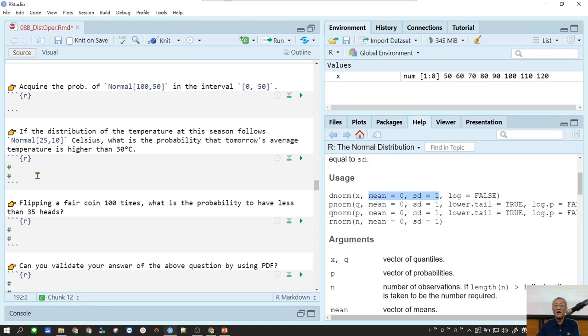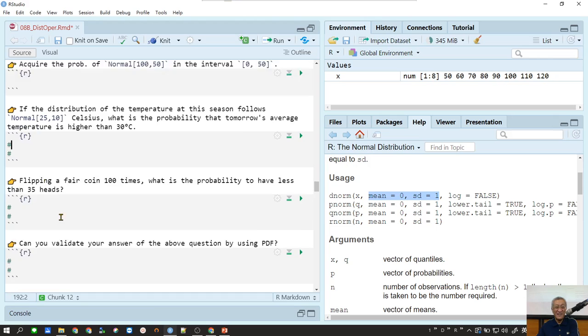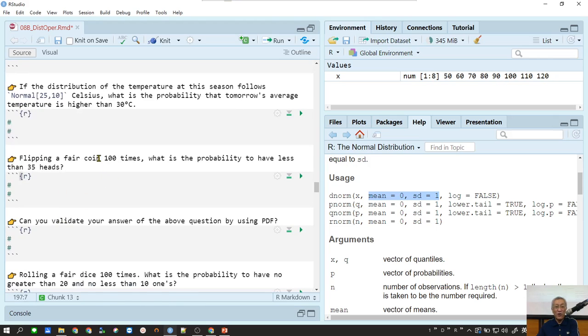Yeah? 1 minus the probability of 30 result. Right. Because right now you're going to calculate the right tail probability, right? But the P function only gives you the left tail probability, right? So you need to use 1 minus the left tail to get the right tail. Got it? Okay.